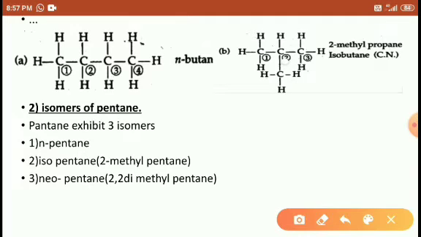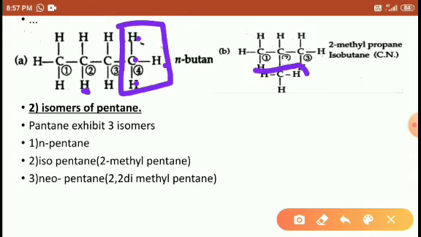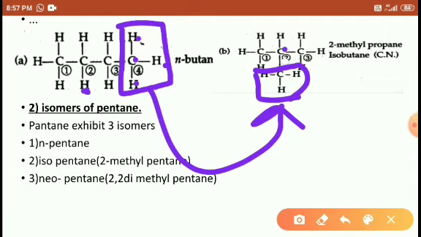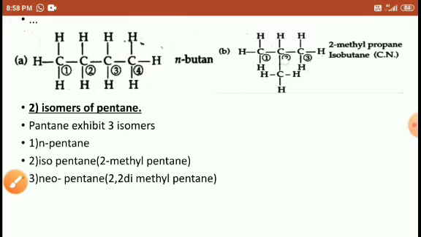So look at here. I will show one more example of the same butane. 1, 2, 3, 4. 4 carbons. This is a straight chain. Right. This fourth carbon, CH3, CH3, these are substituted in the second position. Look at here. We are substituting here. This is substituted here, second carbon position. Right? These are the isomers.